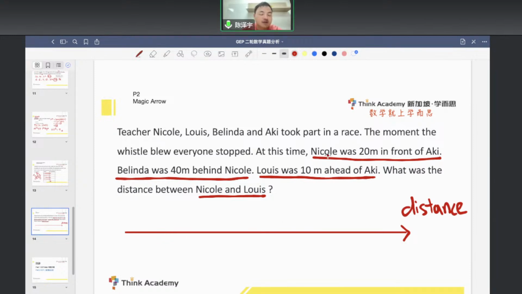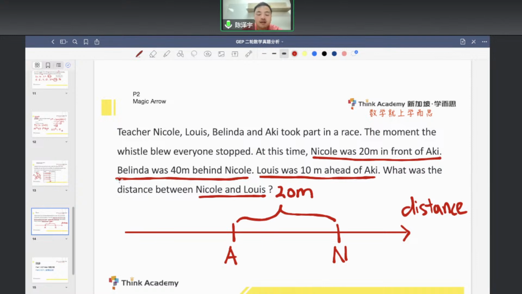So now let's start with the first clue. Nico was 20 meters in front of Aki. Let's say I place both of them on this arrow. Since Nico is in front of Aki, Nico should be at the further one. Nico and Aki here, and the distance is 20 meters. Let me just label and write 20 meters.